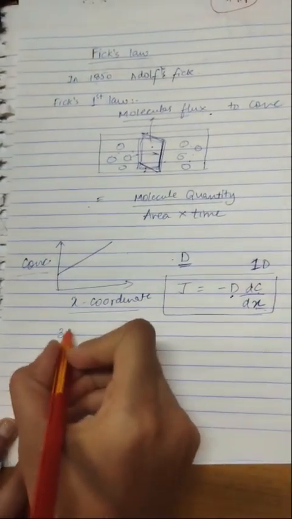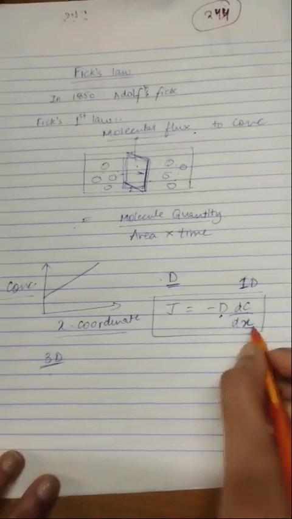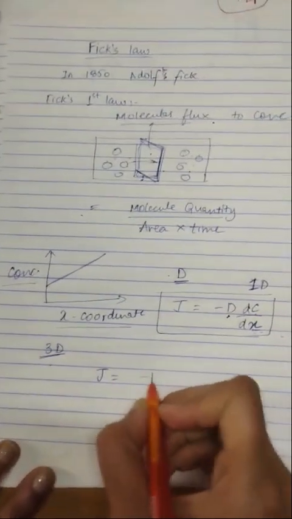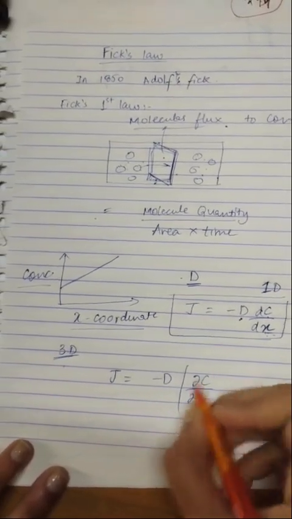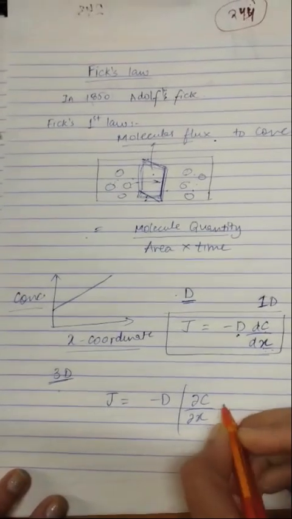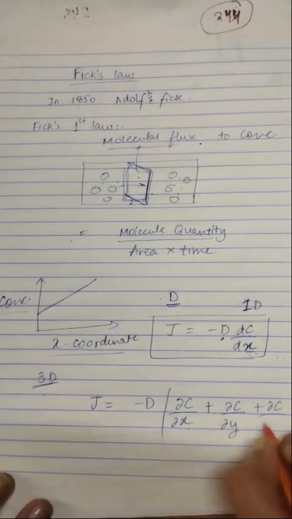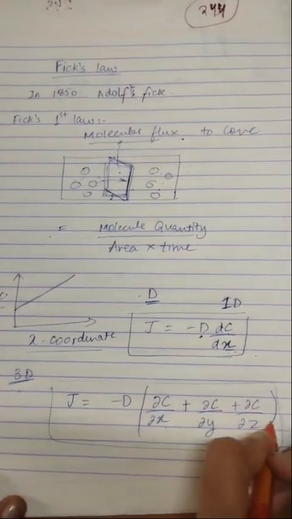If we consider it for 3D, then we will consider the y and z coordinates as well. So it will become J = -D (dC/dx + dC/dy + dC/dz), the movement of molecules in x, plus the movement in y, plus the movement in z. This is Fick's law in 3D. Now, what is Fick's second law?